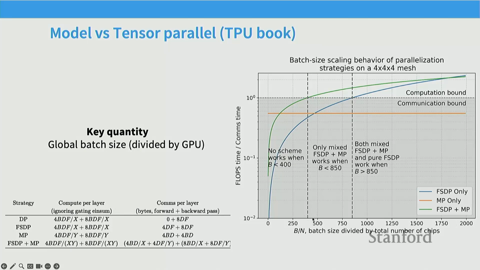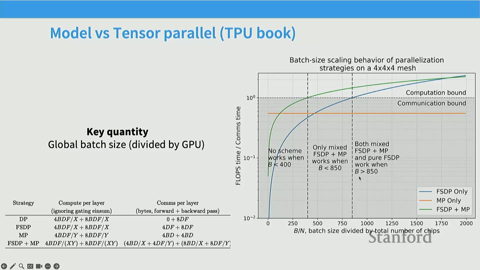As you get more and more batch size, eventually you can get to a point where if you mix both FSDP, so ZeRO stage 3, and MP, which in this case is tensor parallel, you can basically get to a place where you're compute bound. So now you're not wasting your flops waiting for communication. And then finally, if you get to a point where your batch sizes are big, then you can just get away with pure data parallel.